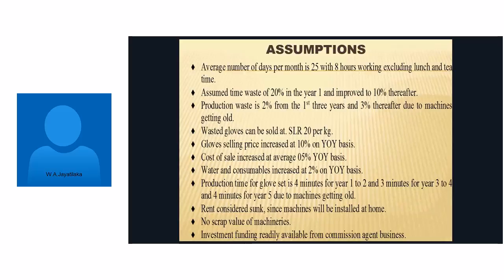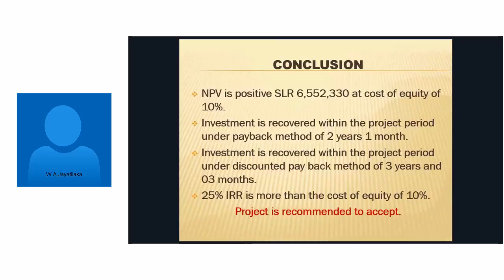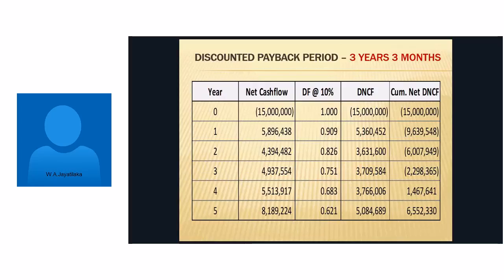So according to this calculation, the positive NPV is just 6.5 million at a cost of equity of 10%. Investment is recovered within the project period under the payback method in 2 years and 1 month, and even within the discounted payback period of 3 years and 3 months. The 25% IRR is more than the cost of equity, so we recommend the project be accepted. So this is how the project has run, sir.